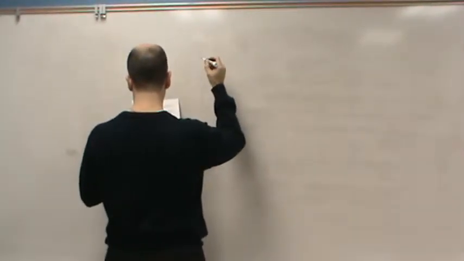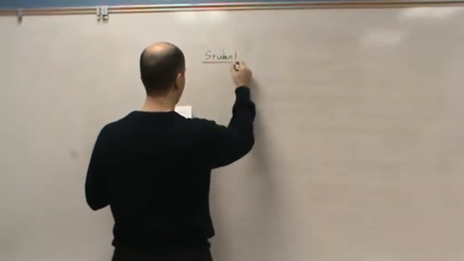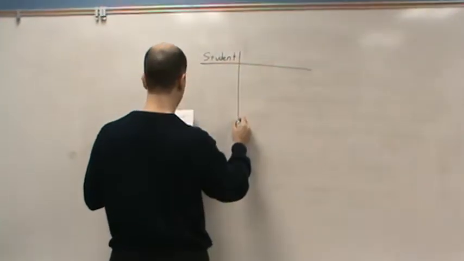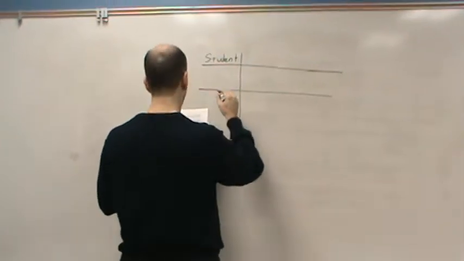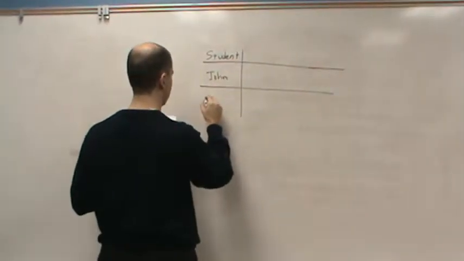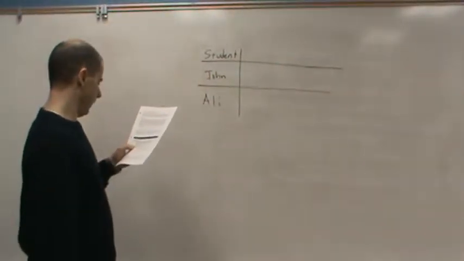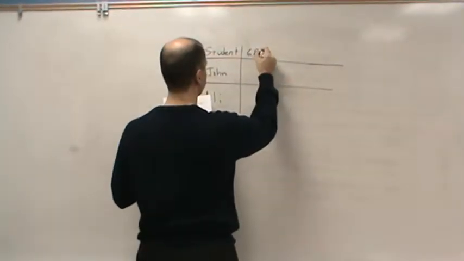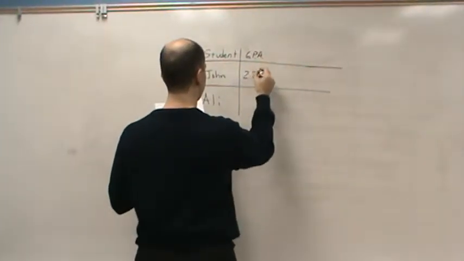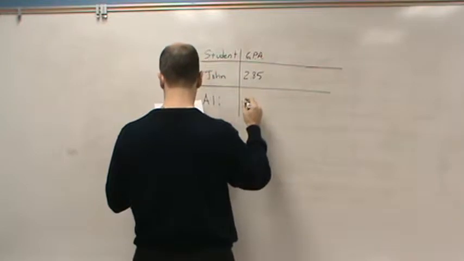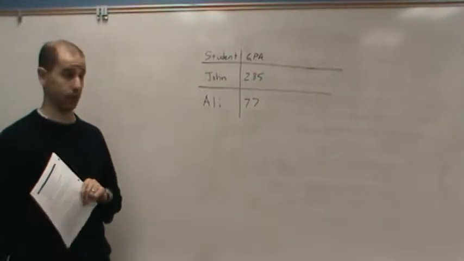Here is the table. Here's a student, here's John, and here's Ali. And let's look at GPA. His GPA is 2.85. And his GPA is 77. Very different numbers, right? Two different scales.